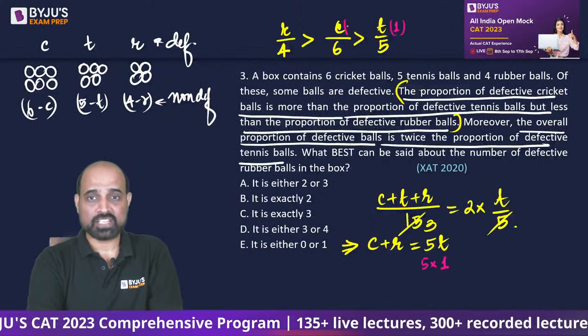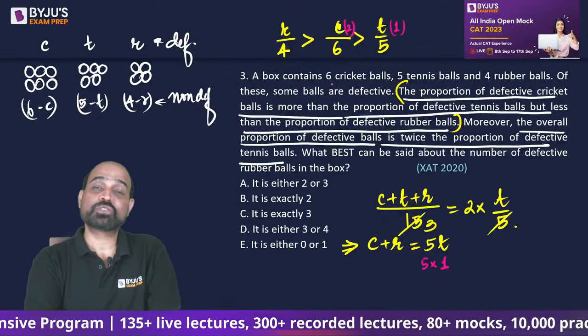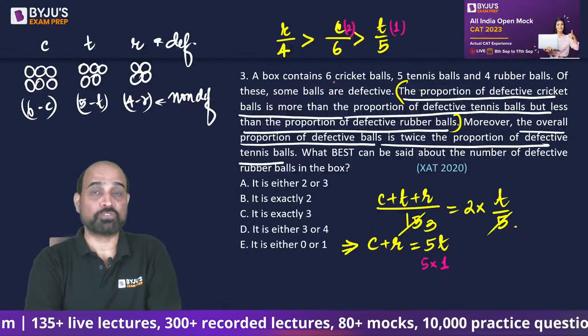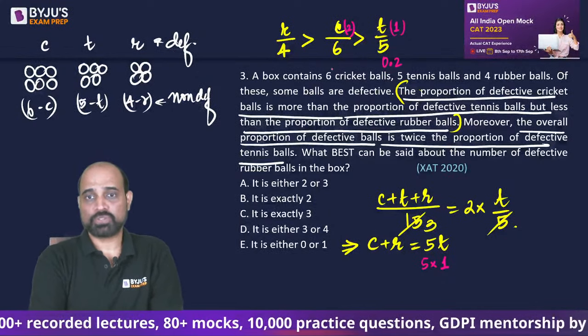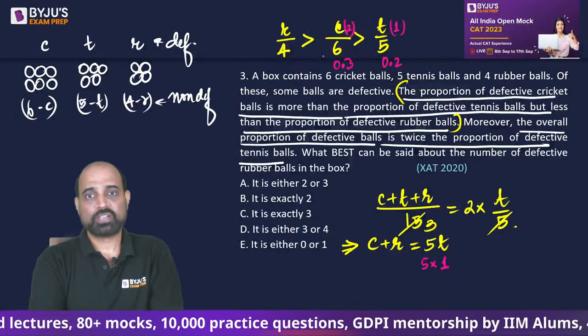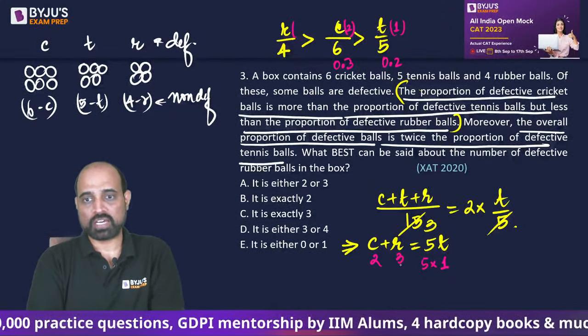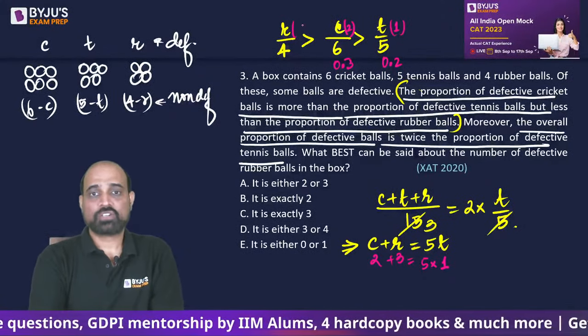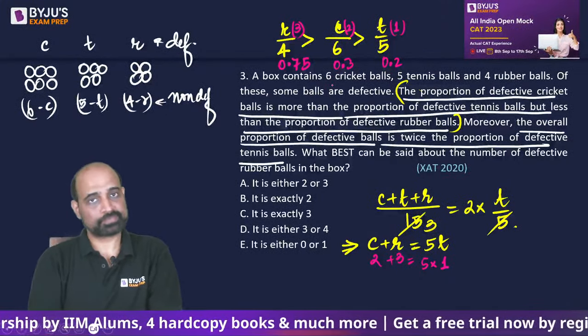So C has to be 2. If C is 2, this becomes 2 by 6, which is going to be 1 by 3, which is 0.33. So this is 0.2, this is 0.3 bar. And if I take R is equal to the remaining, C was 2, so R is going to be 3, isn't it? So if I take R is equal to 3, this turns out to be 0.75.